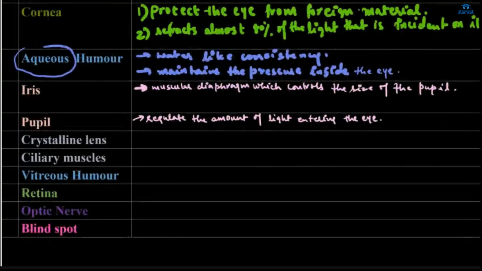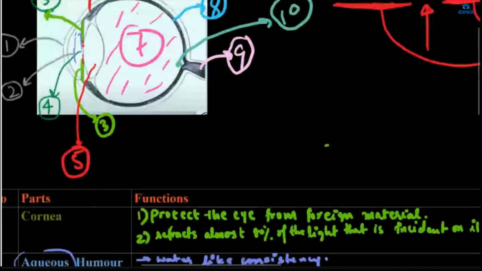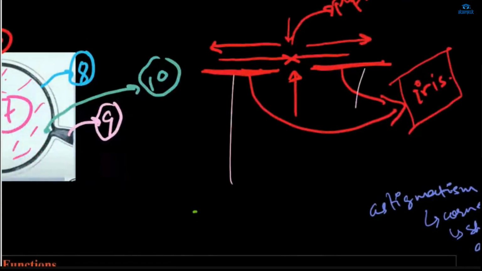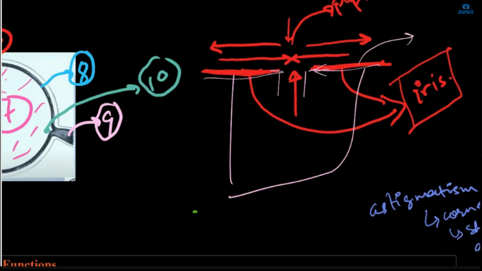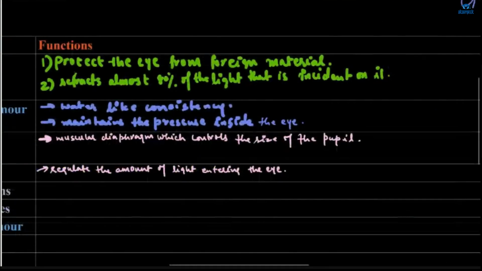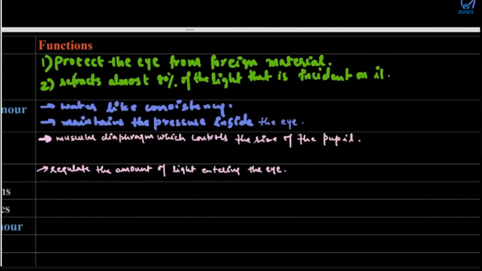Actually, the pupil is just an opening. What can an opening do? Opening can do nothing, right? Only the door can do something. Whether it should open or get closed depends on the door. The door, meaning the iris, will do these things, whether the pupil should get opened or closed. But still, the pupil is there. So the function of the pupil we will write is that it regulates the amount of light entering the eye.